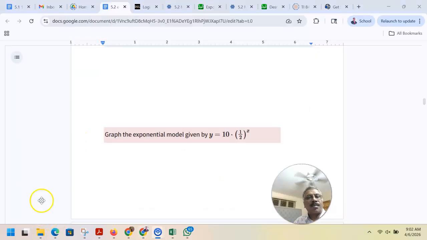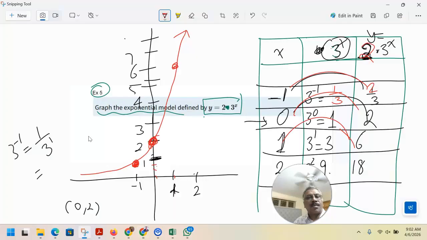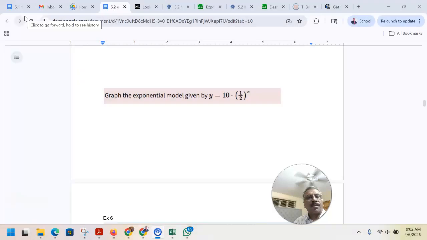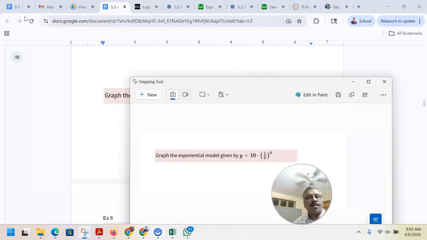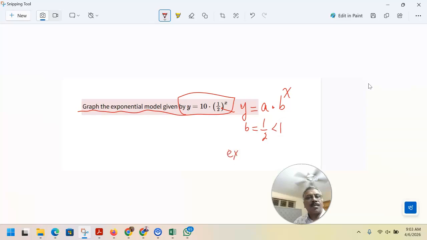Let's go to the next question. So next question is, how do we graph this one? Graph of y equals 10 raised to half. Okay. Now you can see here, if you compare this with the exponential model, the b is half, which is a fraction less than 1. And that's why this will be exponential decay.